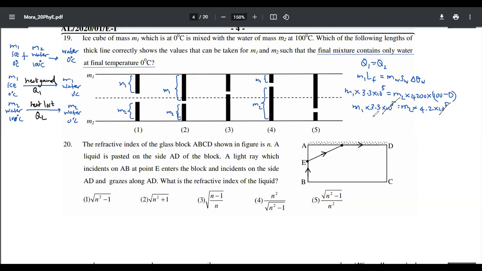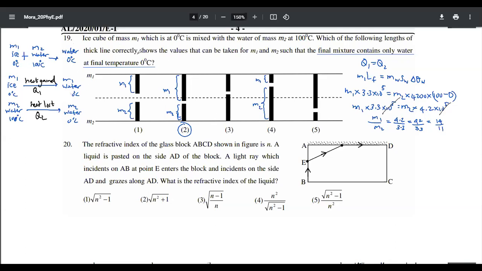Okay, to finish it off, now M1 over M2, that is going to be equal to how much? M1 over M2 is equal to 4.2 over 3.3. That is 42 over 33. That is 14 over 11. So M1 is slightly larger than M2. If you look at the diagrams, I think the second one is the most appropriate. Do you agree with me? Second one. Yeah. And this is how we have to approach it.